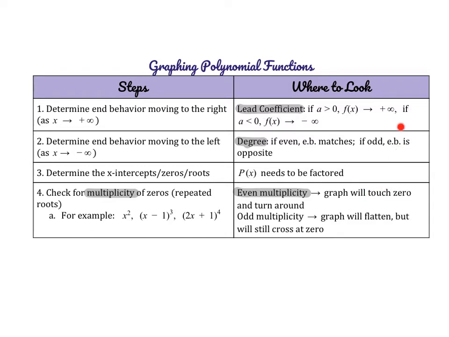It touches and it turns around. Now, if you have an odd multiplicity, like a triple root, your graph is going to make that shape like with the x cubed function. It will kind of flatten out as it approaches your 0, but then it will keep going in that same direction and it will cross. So you do need to make sure you can show either of these features on your graph.